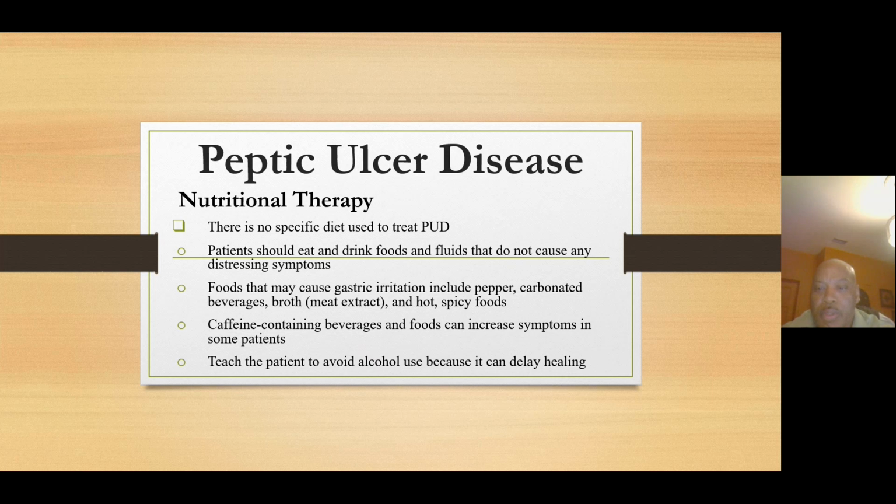Caffeine-containing beverages and foods can increase symptoms in some patients as well. So we have to teach patients also to avoid alcohol use because it can also delay healing because of its stimulatory effect on secreting hydrochloric acid, if you will.